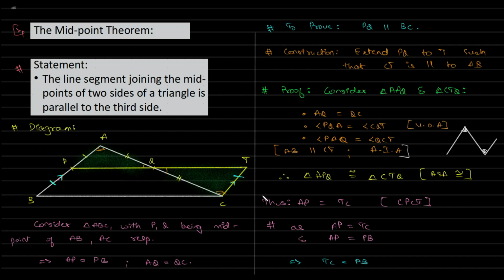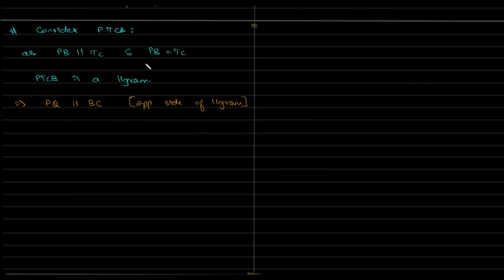Okay, so this is your proof of the midpoint theorem. Very simple. You need to construct so that we have two parallel lines. Because they are parallel, we will be able to prove these two triangles are congruent. And with that congruency, we can prove that opposite sides of a quadrilateral are equal and parallel. And with that, we can conclude this particular thing.